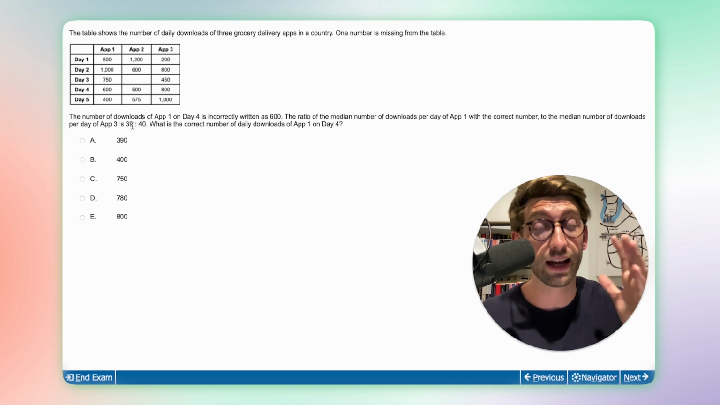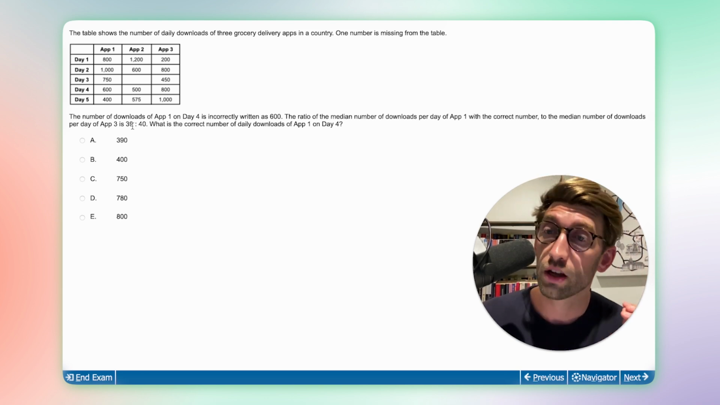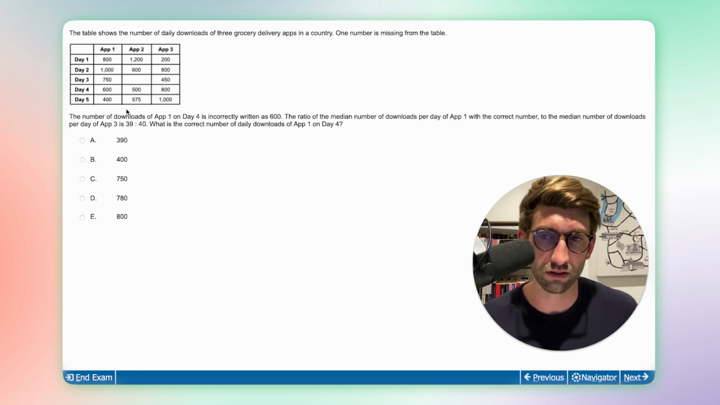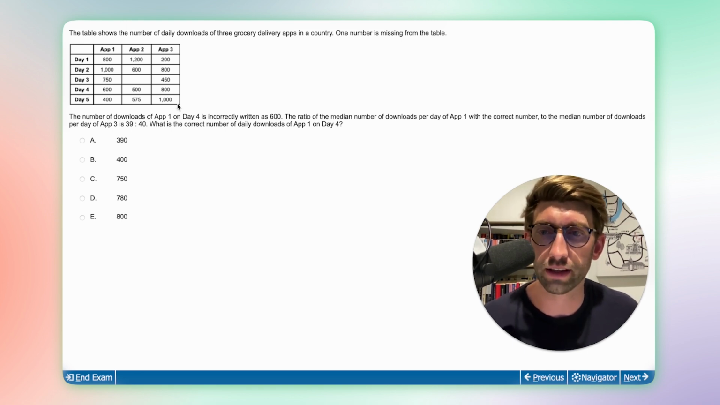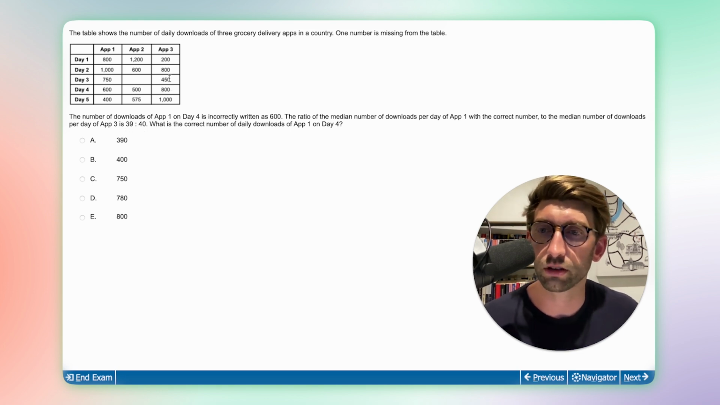Now I'm going to show you, this is exactly why this is a great question to illustrate how you can be smart about these questions. Because I'm sure the official answer is going to tell you, work out the median here, divide it by 40, times it by 39, and Bob's your uncle. But let's get the median first, then I'm going to show you.